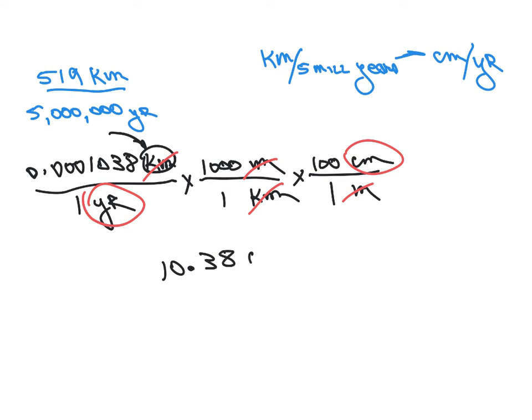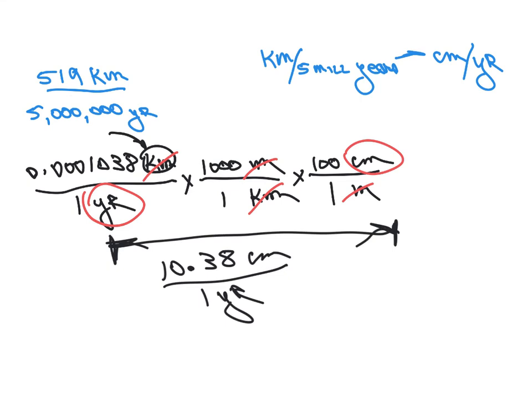10.38 centimeters per 1 year. So 10 centimeters is about 3-4 inches, something like that. Let's convert that to inches, because it makes it a little bit easier. 4.08 inches. So about the distance from here to here is about how far that volcano moves, or that plate moves, per year.